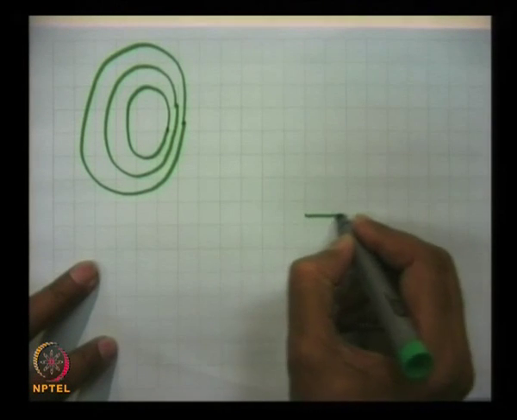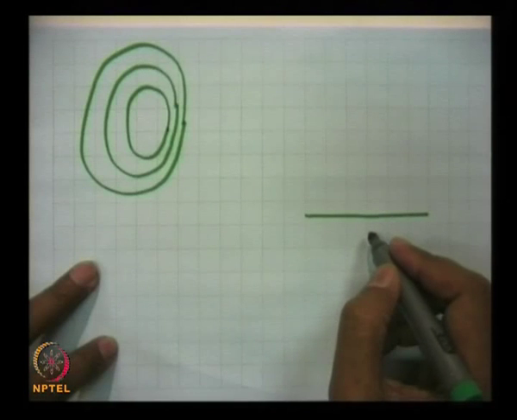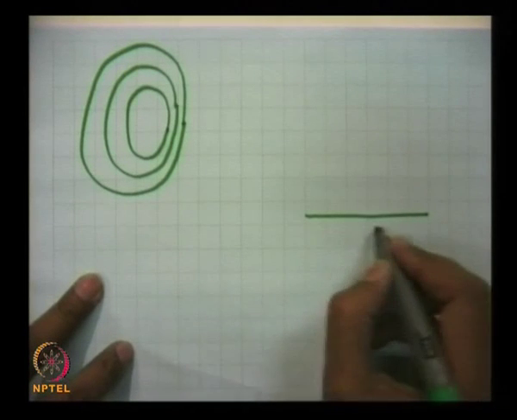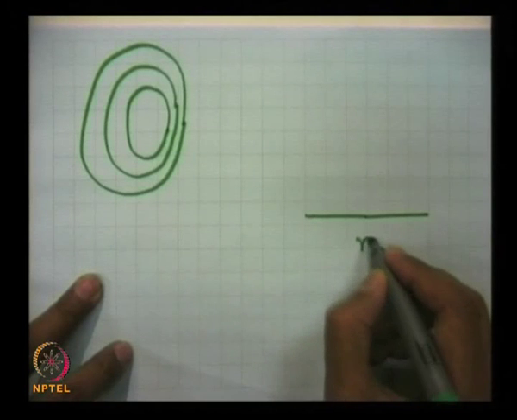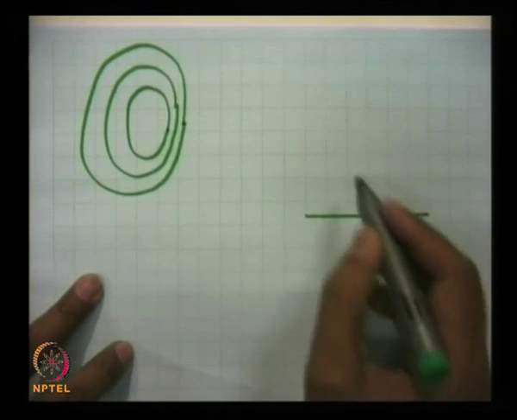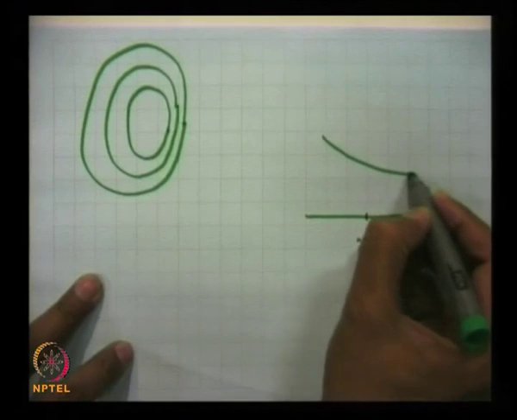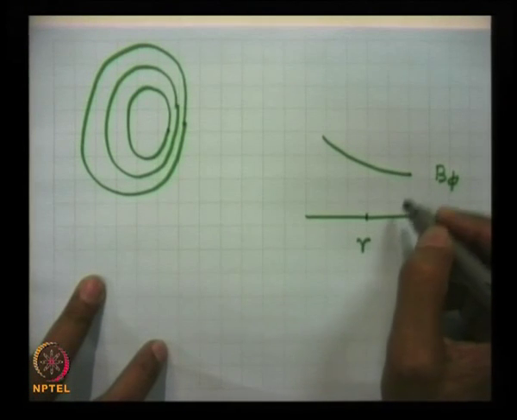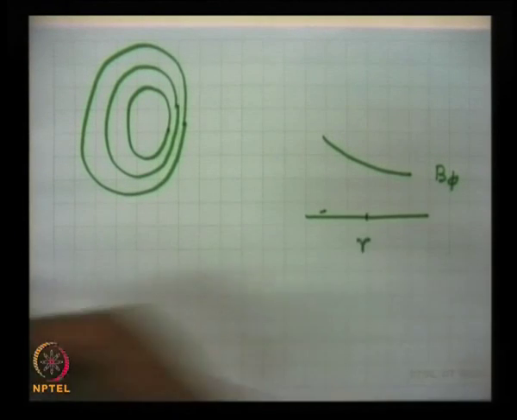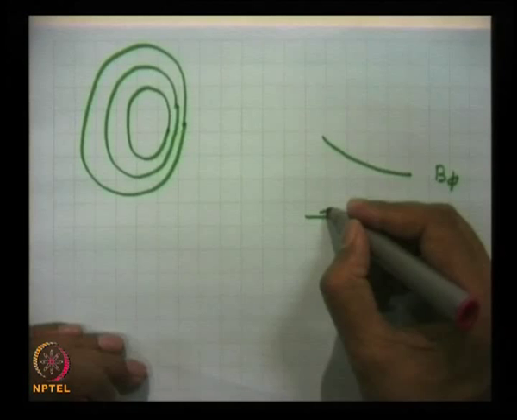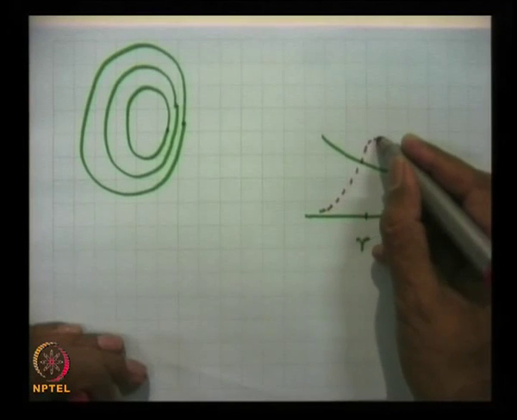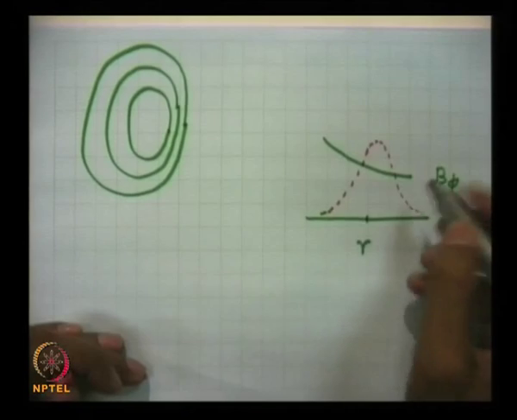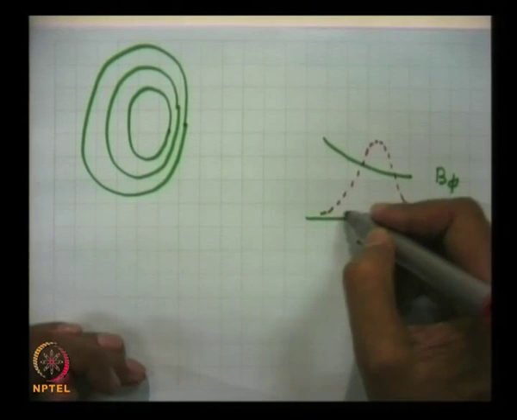And if I plot as a function of, this is called minor radius, treat the center of the plasma as the origin and move along outside, so R. If I plot as a function of R, then the B phi profile is like this. B phi is a function of R, and the profile of current density turns out to be like this. This is the current density slightly tilted outwards, and the pressure profile is also similar.